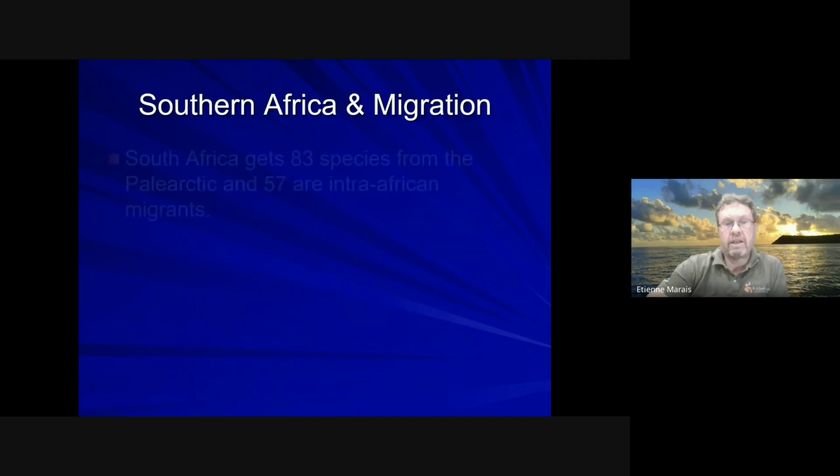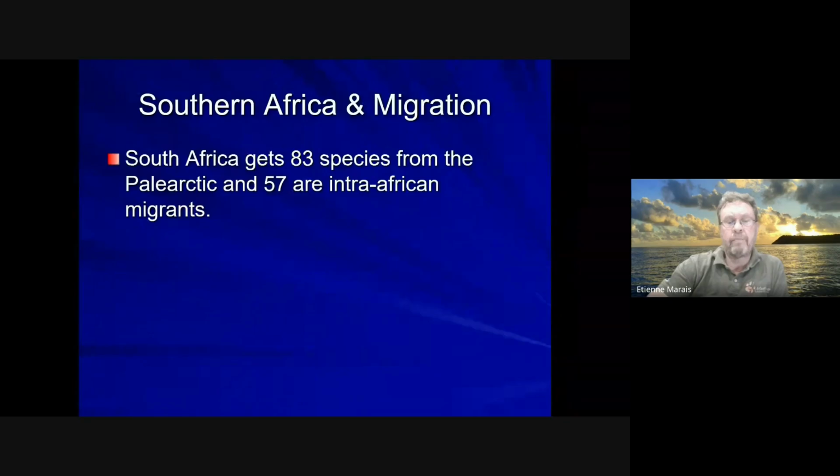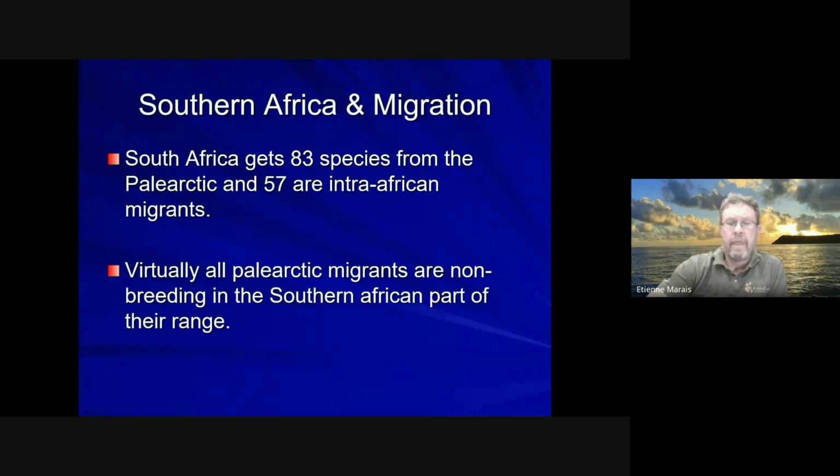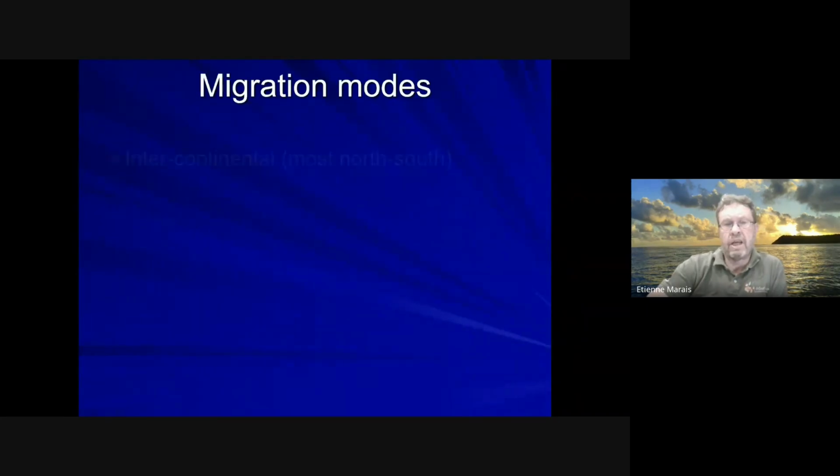So just to have a look at Southern Africa and our migration situation with all our species, we get 83 species from the Palearctic, and we have 57 intra-African species. All the other species, it doesn't mean they're not migratory in the true sense of the word, but they occur basically in our region all year round. And all Palearctic migrants, I can't even think of examples, are non-breeding in the southern African part of their range. So we don't have any Palearctic migrants that breed here. There have been some breeding attempts by species like the common house martin. And then, of course, we'll come to the European bee-eater, which is an interesting case.